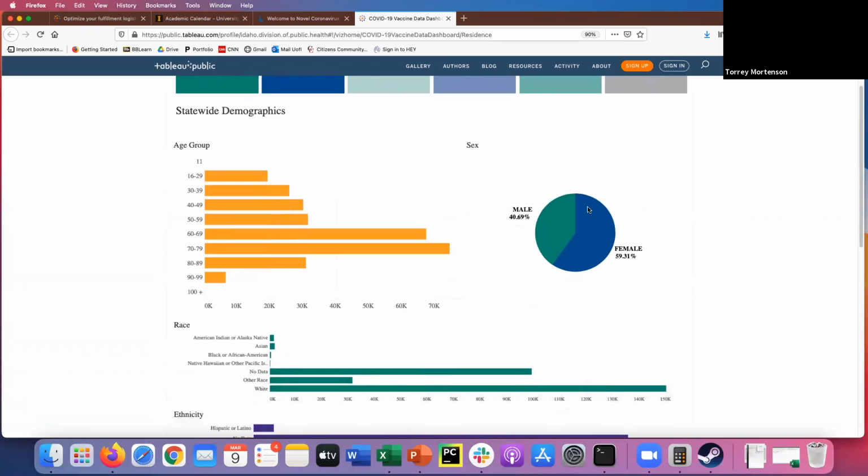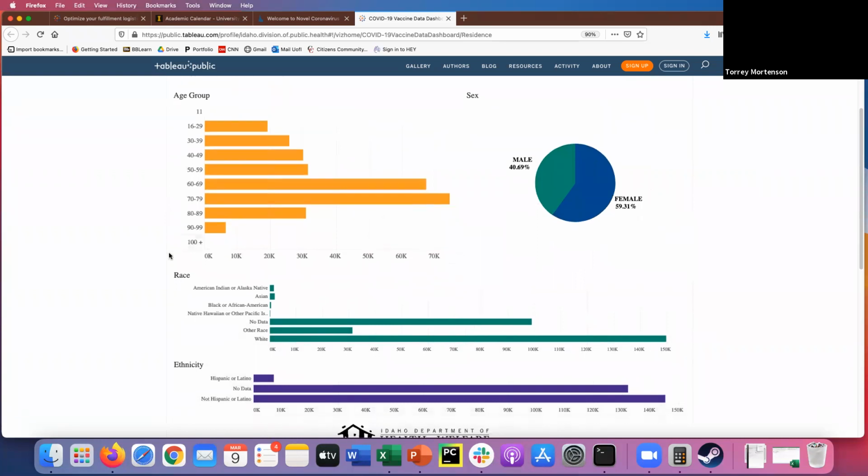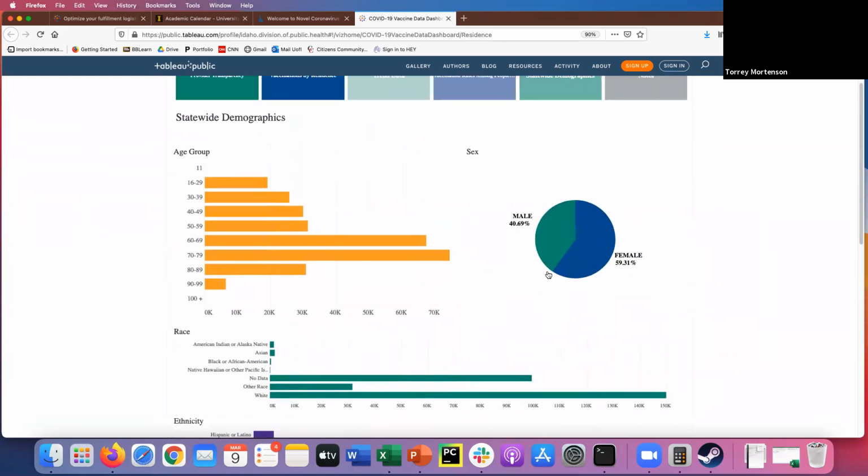Statewide demographics, pie chart. I hate pie charts. You don't need this. You could tell the story either way. You could also just have a card that tracks the value. Why are we giving you 2 decimal points?